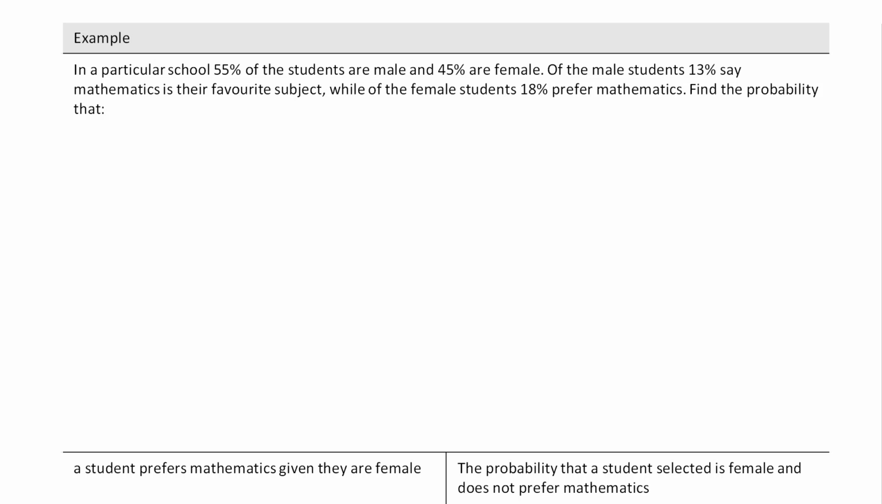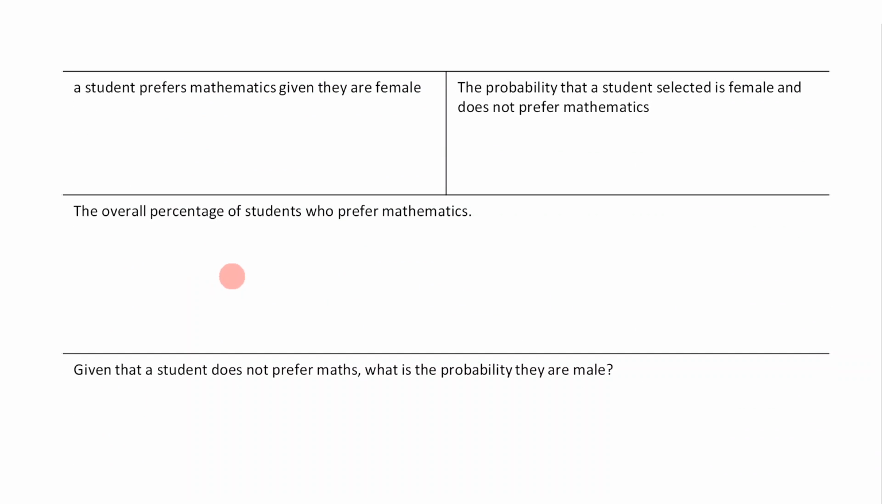Welcome. We're going to answer this question before us. Let's give it a read. In a particular school, 55% of students are male and 45% are female. Of the male students, 13% say mathematics is their favorite subject, while of the female students, 18% prefer mathematics. Find the probability that, and then we've got all of these questions down here.